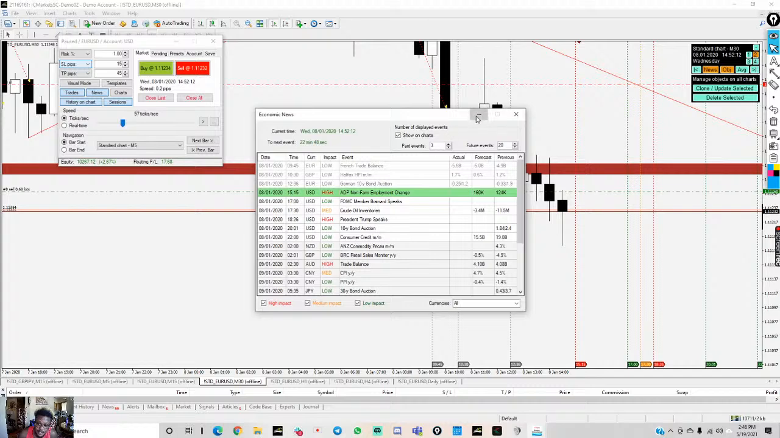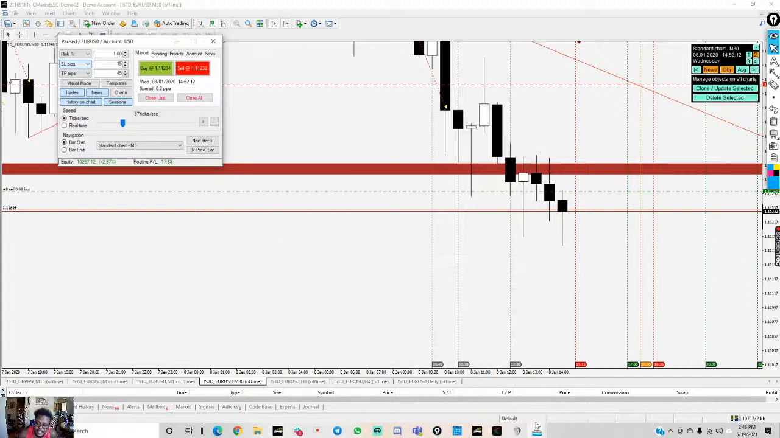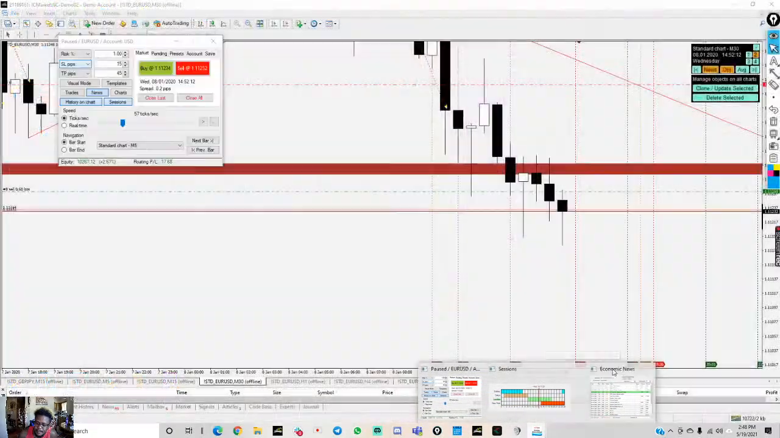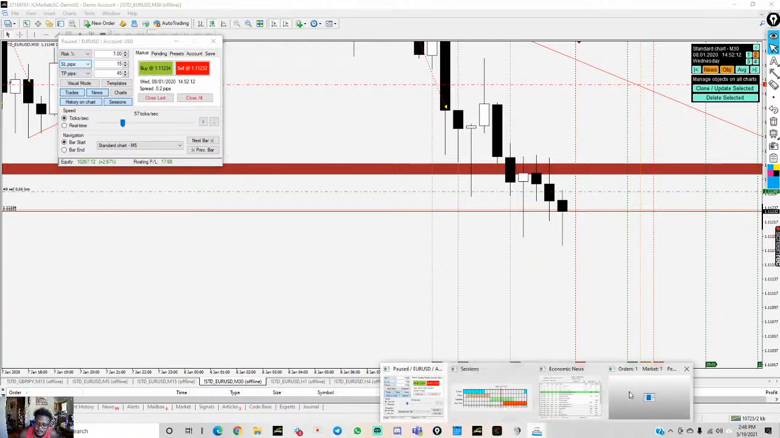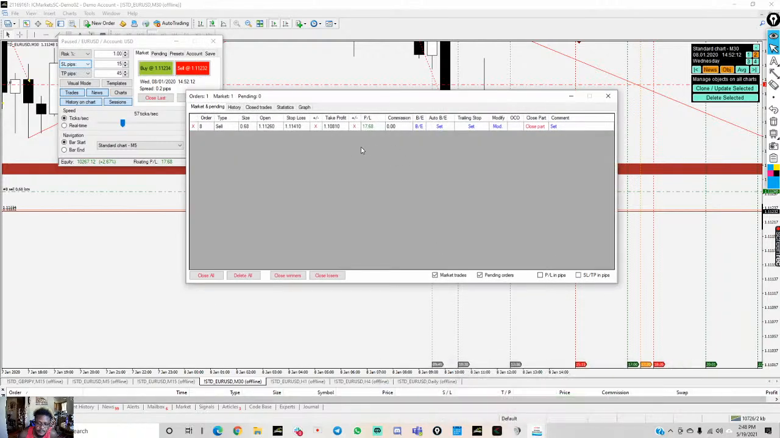So what I'm going to do now, I'm going to move my stop loss to entry, just to be on the safe side. I really don't want to be playing around with NFP like that. So the trade is now risk-free.